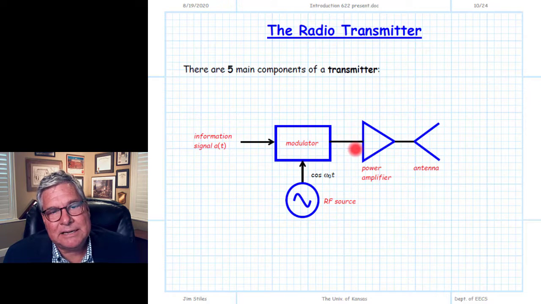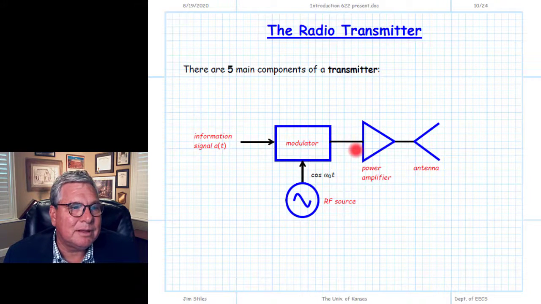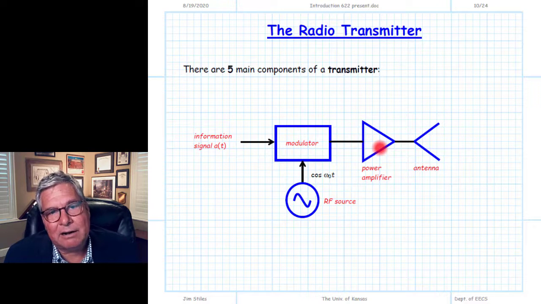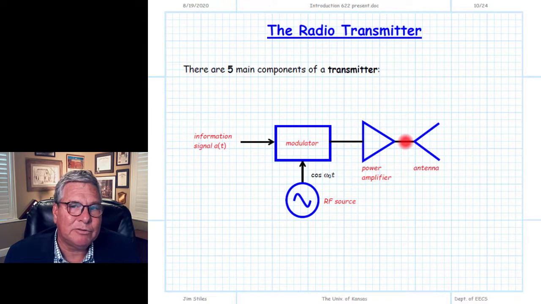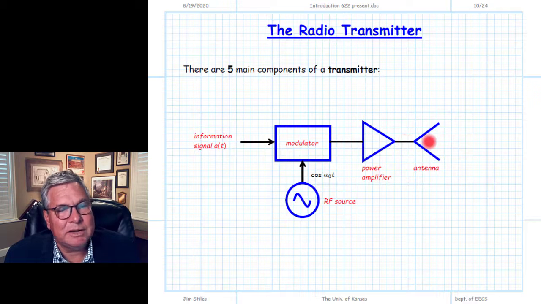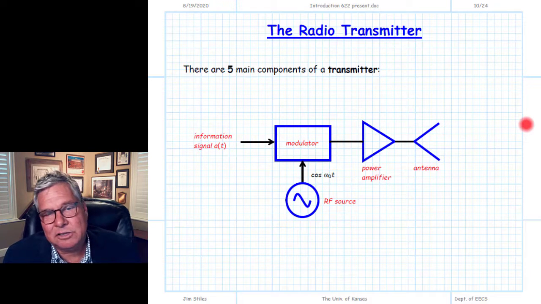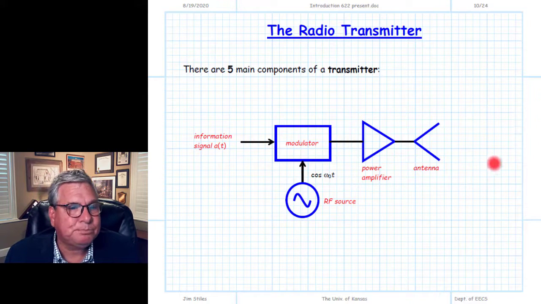The problem is it doesn't have enough energy. If we were to propagate it now, we wouldn't get very far before it became unrecoverable or indiscernible. And so we take that signal, we run it through a power amplifier, and we give it a lot more energy. And then once we have a high energy sinusoid with information glued on there via modulation, we send it to the antenna, and the antenna launches it out into space.